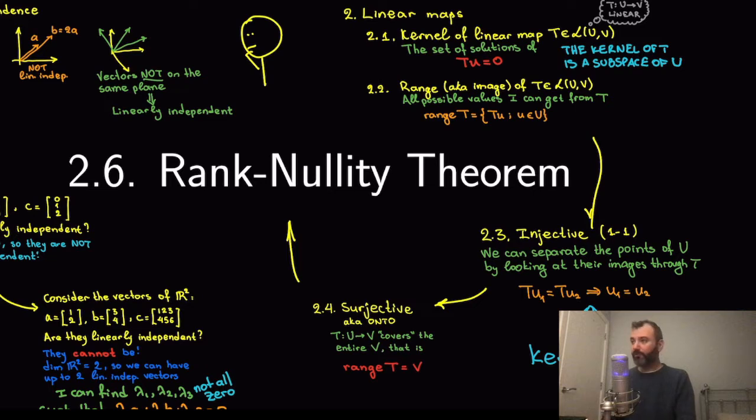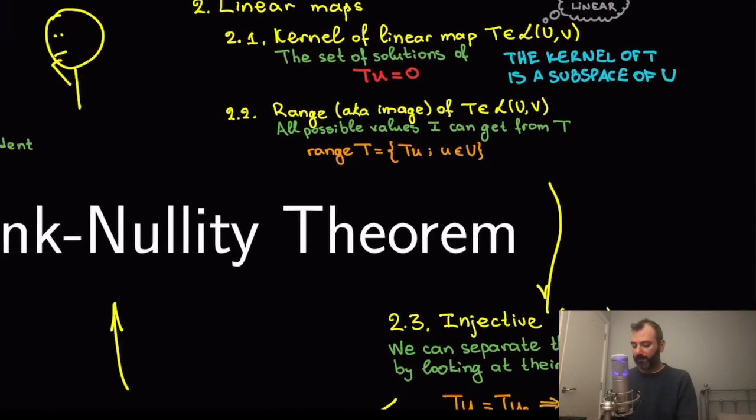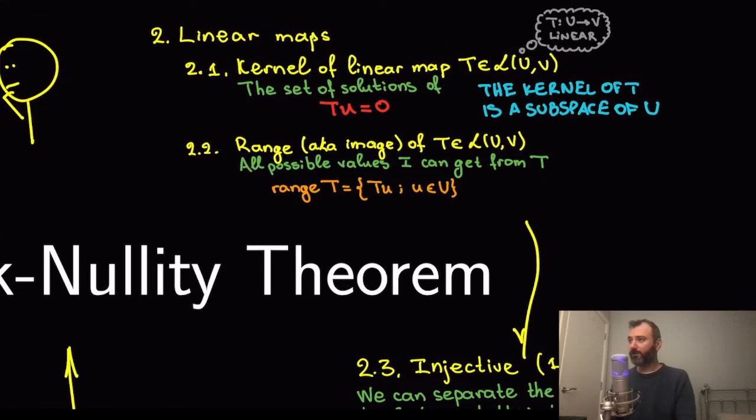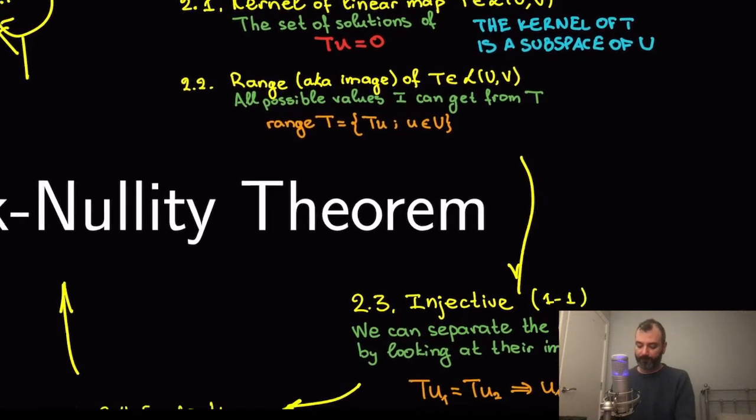I would like to draw your attention to this notation I have used here. T is in calligraphic L of U, V. This simply means that T is a linear map, a linear function from U to V. We write it like this because we're a little lazy and we don't want to write T is a linear map from U to V.